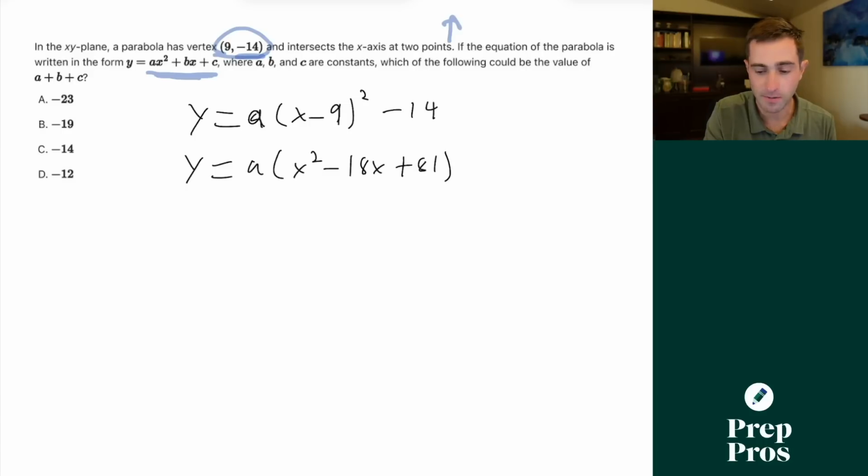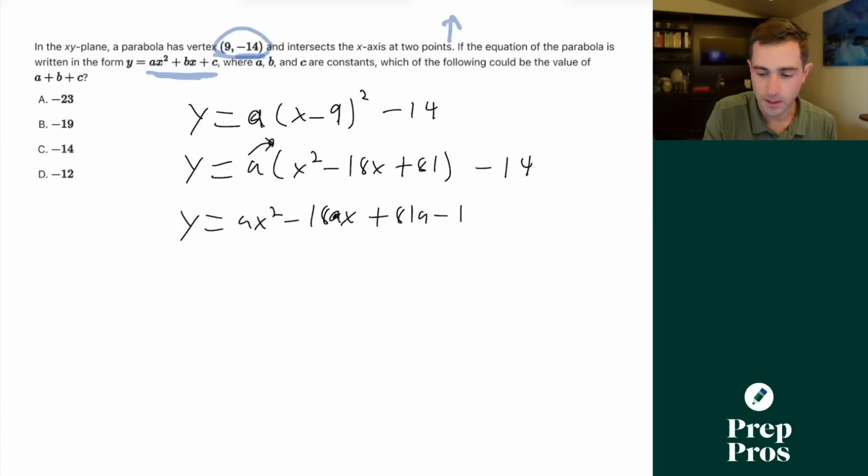I'm just getting that by foiling out x minus 9 times x minus 9. And then we'll have our minus 14. And now I'm going to distribute the a through all of these terms. So we'll have y equals ax squared minus 18ax plus 81a minus 14. And we know this is going to be equivalent to our y equals ax squared plus bx plus c.